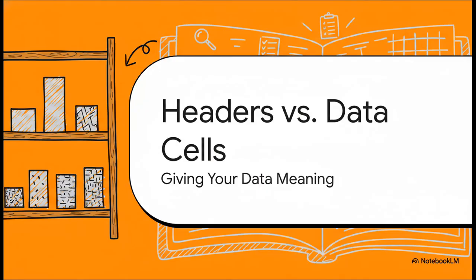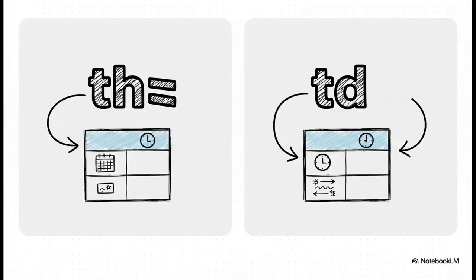Okay, so we have our frame and we have our shelves. Now we've got to actually put things on those shelves. And in HTML, we have two different ways to do this, with header cells and with data cells. Now the difference between them might seem small, but it's actually super important. So here's the breakdown. TH stands for table header. You use these to label your columns, things like day or hours. It tells the browser, hey, this is a title, so the browser automatically makes it bold and centered.